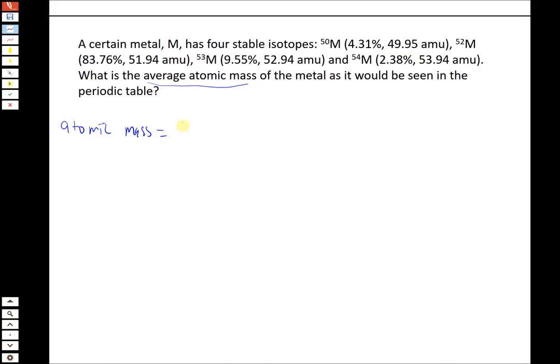So all we're looking for here is the atomic mass of this metal. And remember what that is going to be: the fractional composition of one isotope times its mass, plus the fractional composition of the second isotope times its mass, and so on, however many isotopes we have. So when we're calculating the average atomic mass, it's just a weighted average. You're taking the fraction of each isotope, multiplying by the mass, adding those all together to get the weighted average atomic mass, and that's what we're doing here.